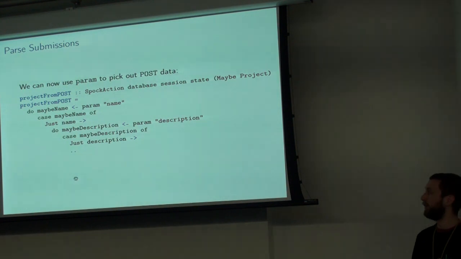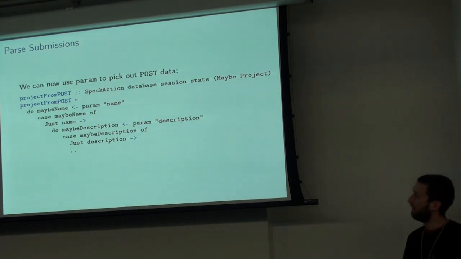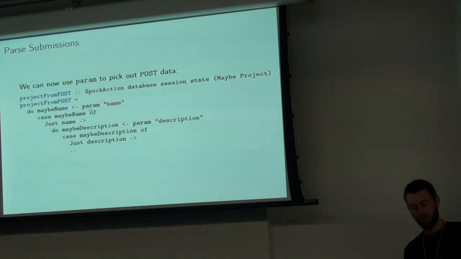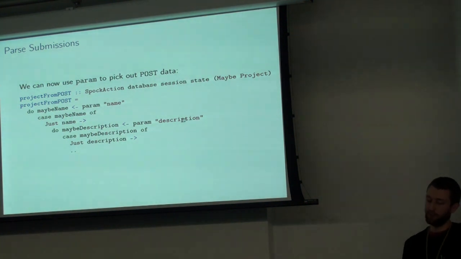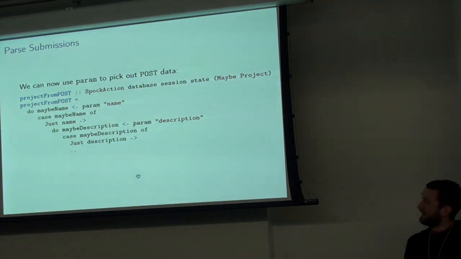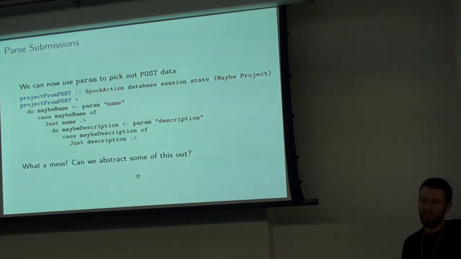So that said, we'll dive in and try and read some data out of this. The first thing that we'll try and do is read the name parameter from the request, and that gives us maybe a name. And if we did get a name, then we carry on and we try and read the description parameter. And that might give us a description, in which case we go on. And you can see that this is becoming quite tedious and really quite messy code. It's hard to follow exactly what's trying to be expressed here.